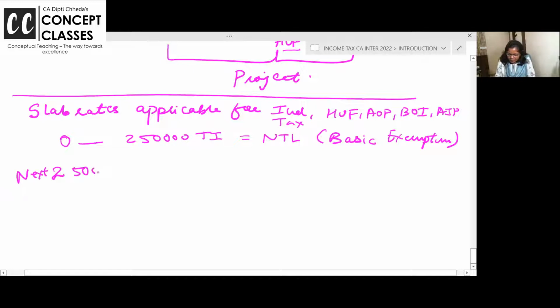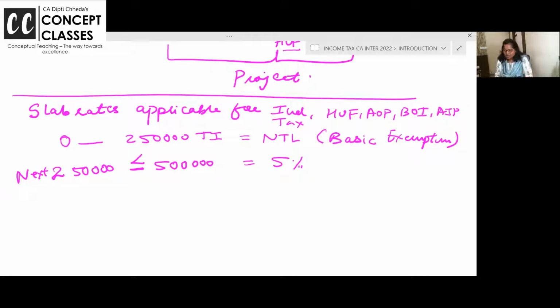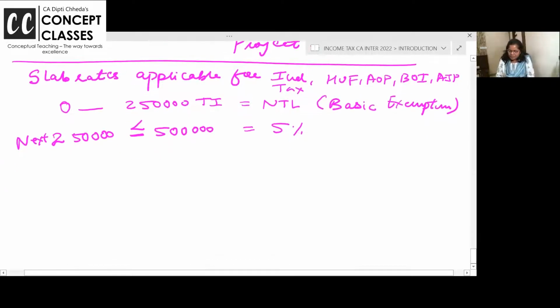Next, 2,50,000 to 5 lakh. Beyond 2,50,000, if he is earning up to 5 lakh, less than equal to 5 lakh, it is 5% tax on the total income. Ma'am, how do we calculate? I will solve a problem right now with all of you.